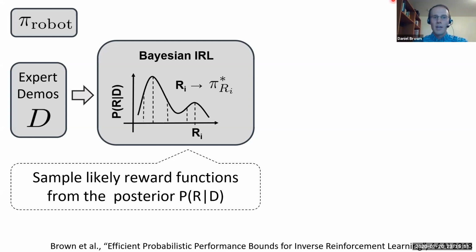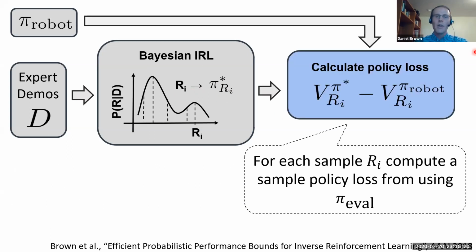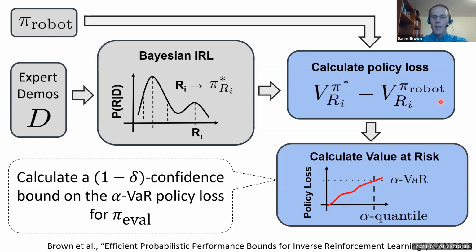Given any one of these reward functions, we can perform this hypothetical where we ask, how would the demonstrator have acted if R sub i were their true reward function? Then we can evaluate our policy and ask, what would our policy loss be under this hypothetical? This gives us a sample of the policy loss from our posterior given demonstrations. We can then draw a lot of samples from this posterior distribution over policy losses given demonstrations, and then we can calculate any kind of risk-sensitive metric on this.